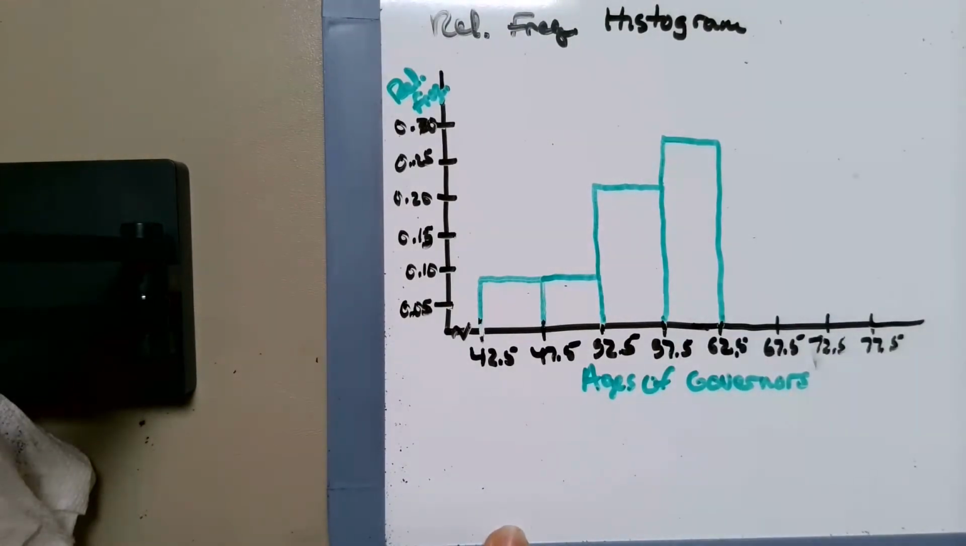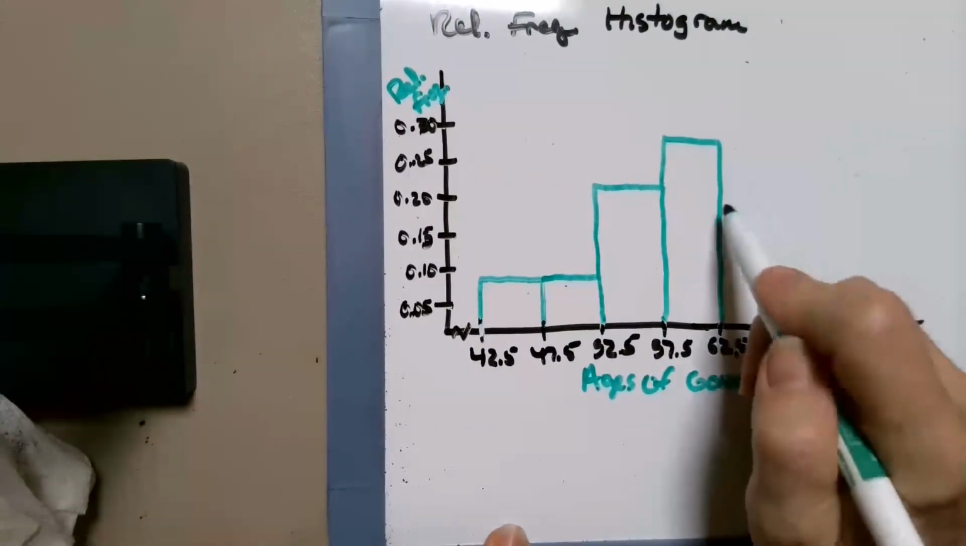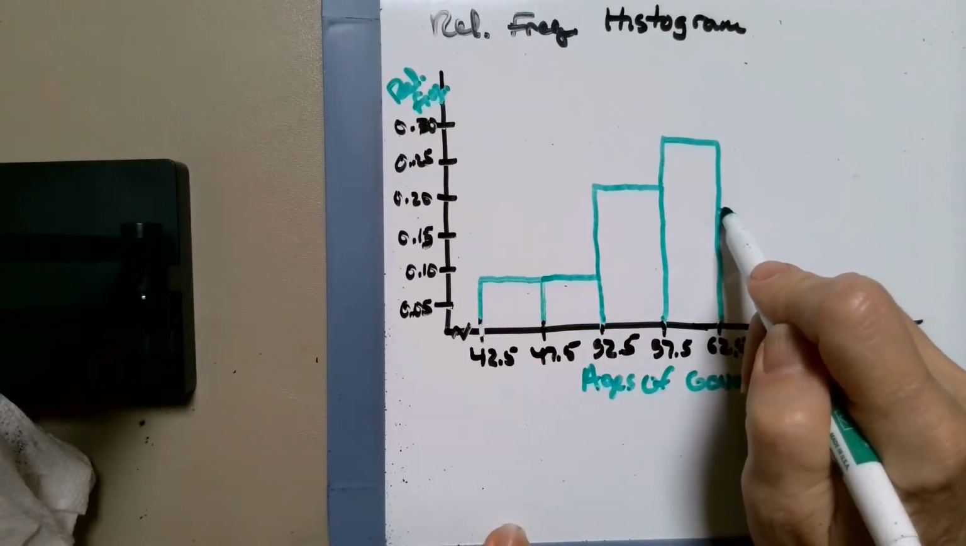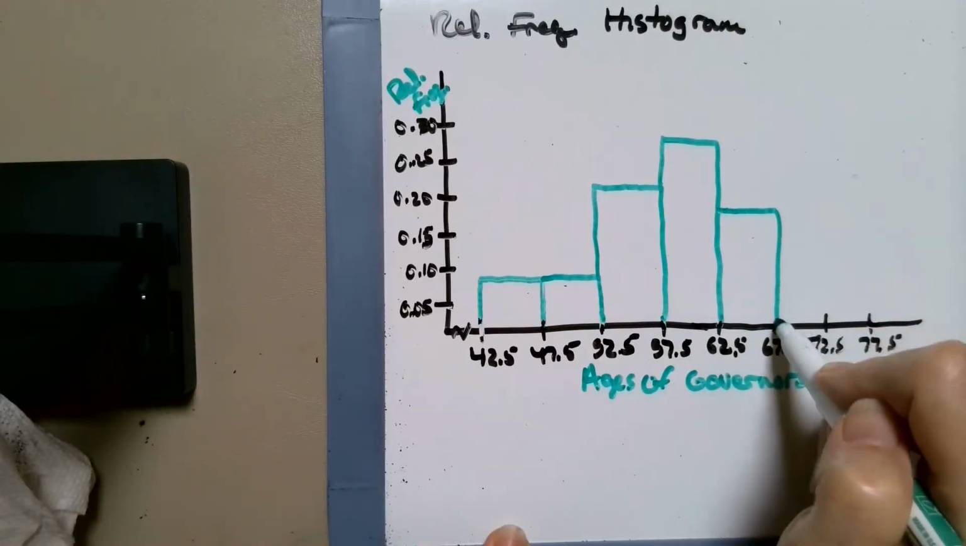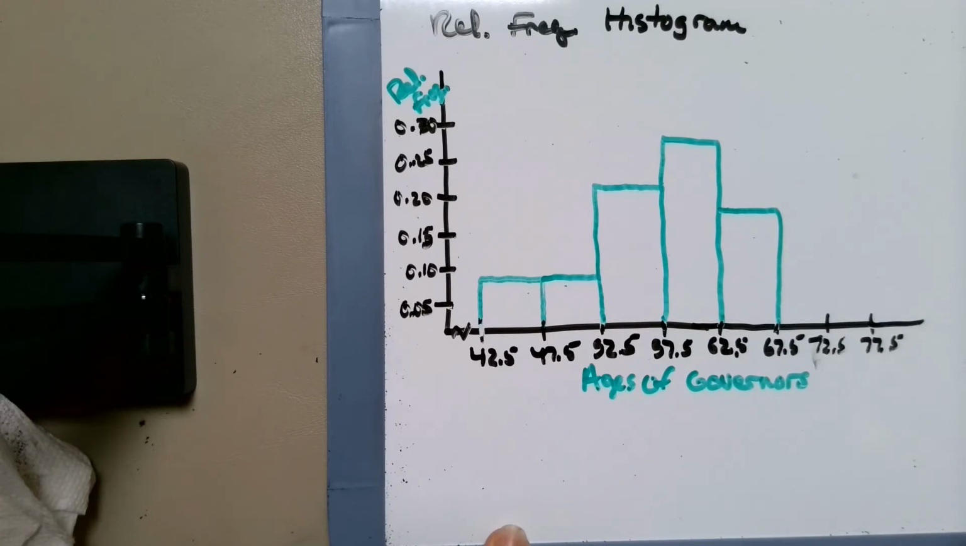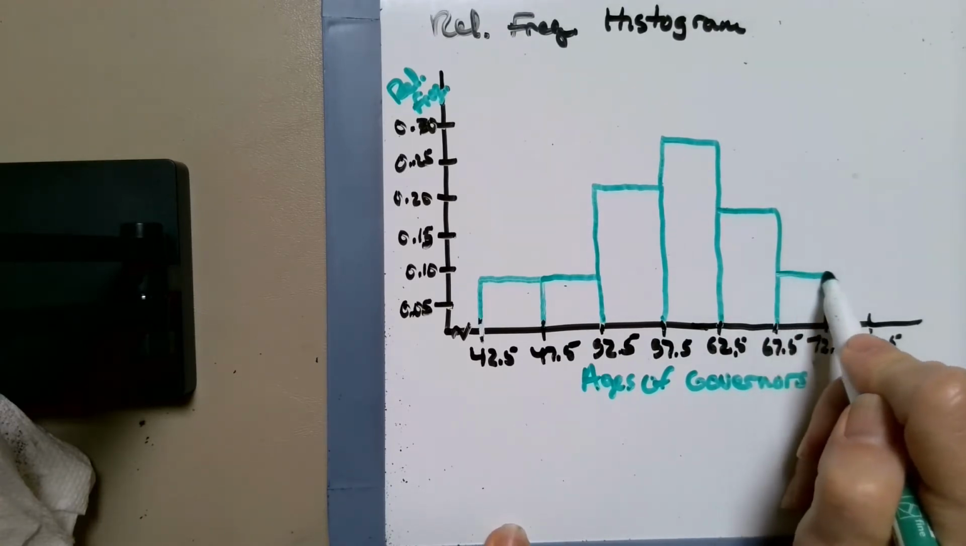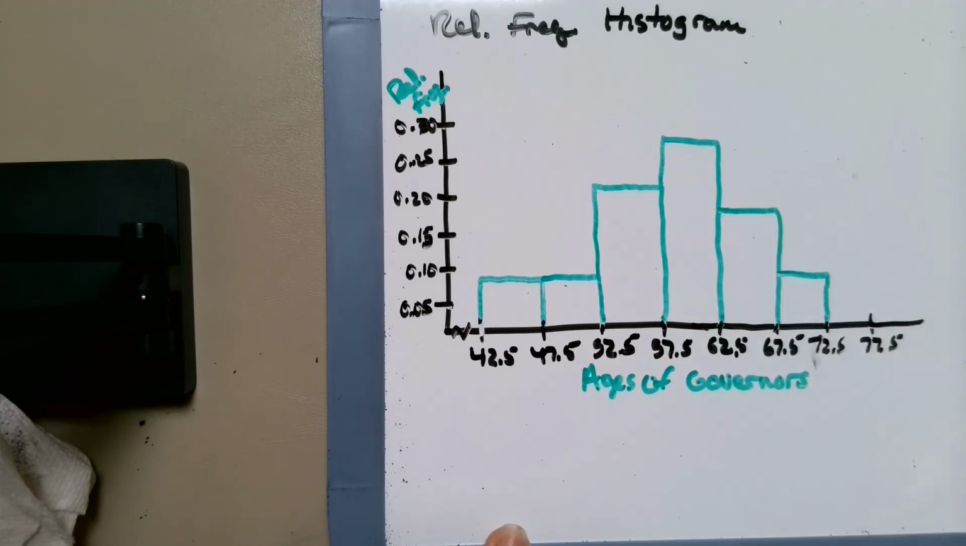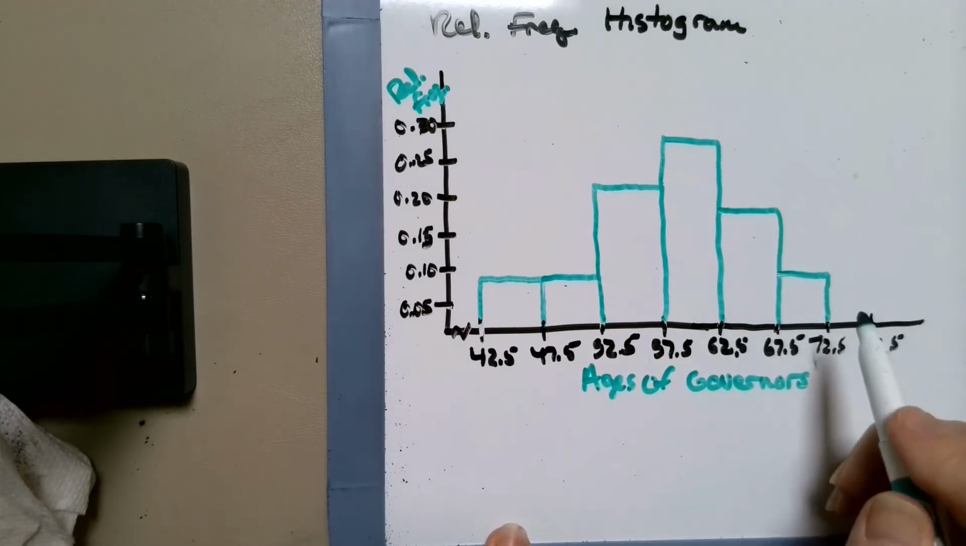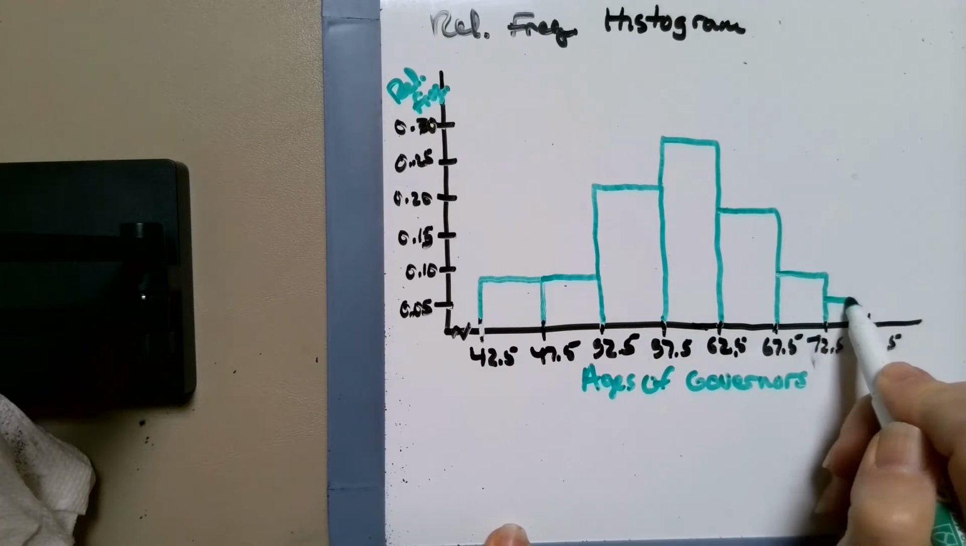From 62.5 to 67.5, the relative frequency was 0.18 or 18%. From 67.5 to 72.5, the relative frequency was 0.10 or 10%. And from 72.5 to 77.5, we had a relative frequency of 0.06 or 6%.